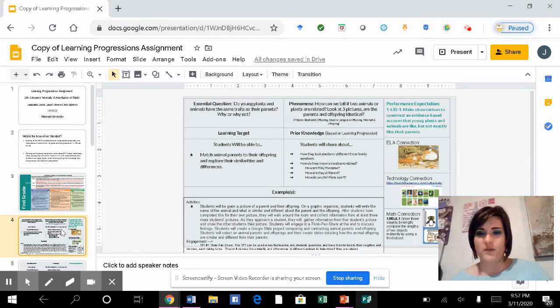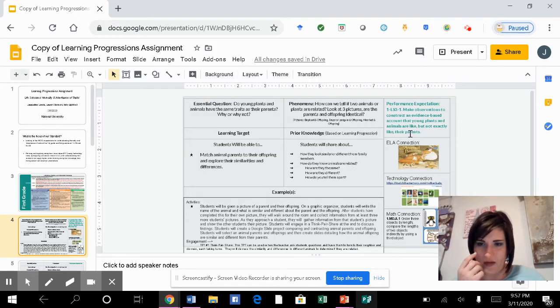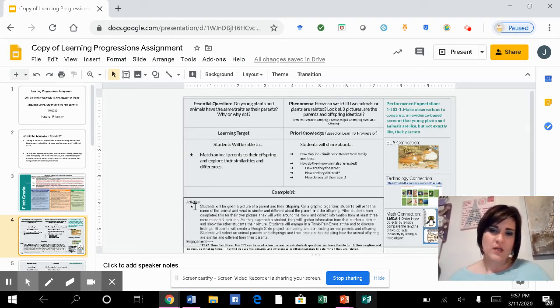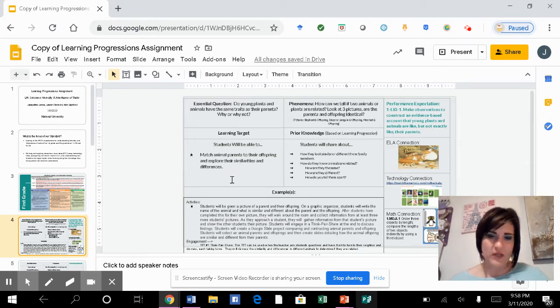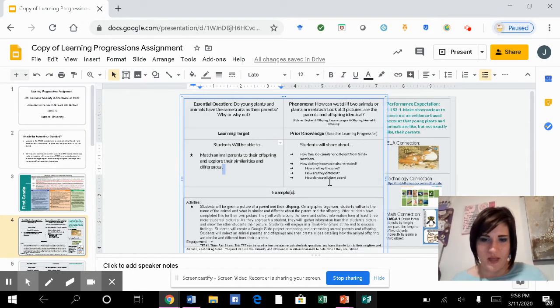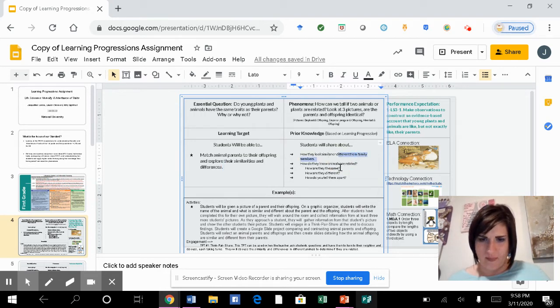This again meets the performance expectation for 1-LS3-1 to look at making observations to construct an evidence-based account that young plants and animals are alike but not exactly identical to their parents. So the target is essentially being able to match animal parents to their offspring and exploring similarities and differences. Students should be able to explain how they find similarities and differences and how they know if they're related.